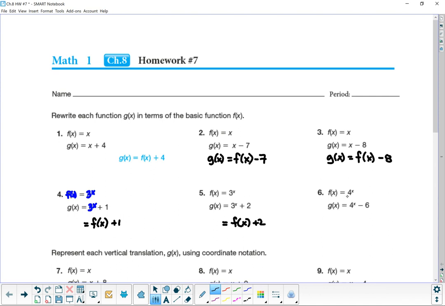Instead of 4 to the x, right? And this one says 4 to the x. This one's a little different from the last one, but if we see 4 to the x power, that's equal to f of x. So if I see 4 to the x, I'm going to write it as f of x, and then minus 6. Okay? And that's pretty much it.